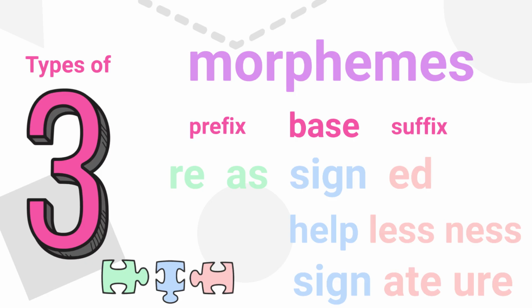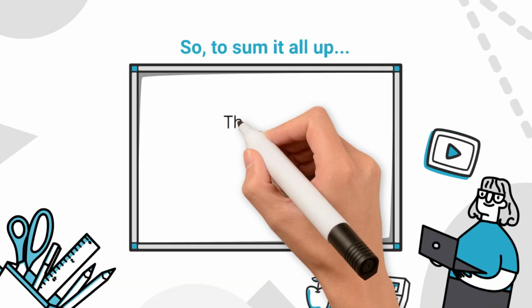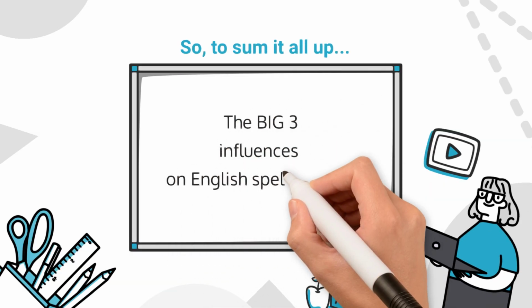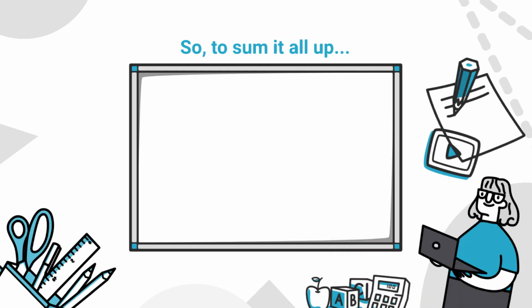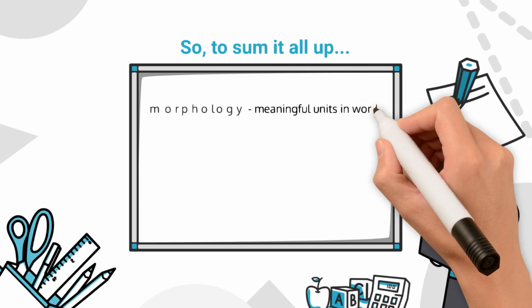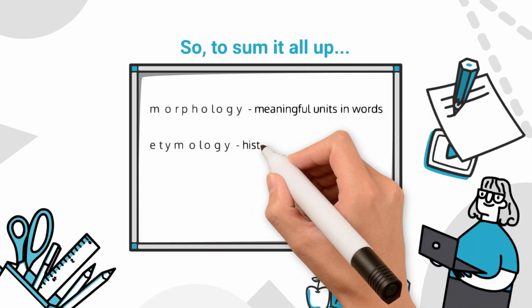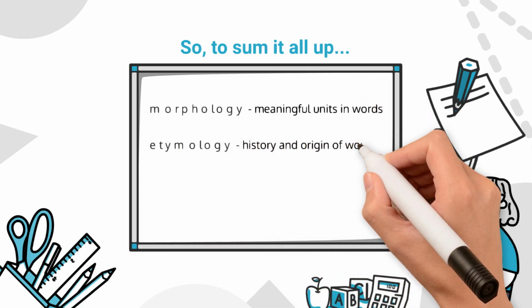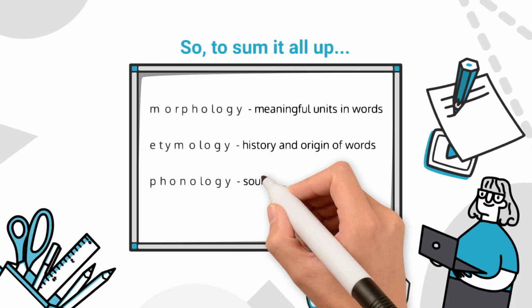So to sum it all up, the big three influences on English spelling are morphology, or meaningful units in words, such as prefixes, bases, and suffixes, etymology, which is the history and origin of words, and phonology, or the sound properties of words.